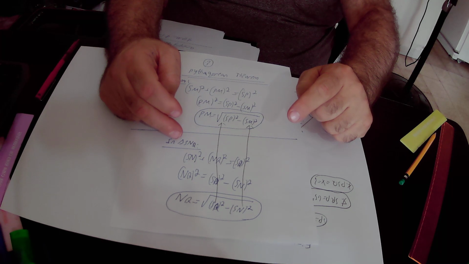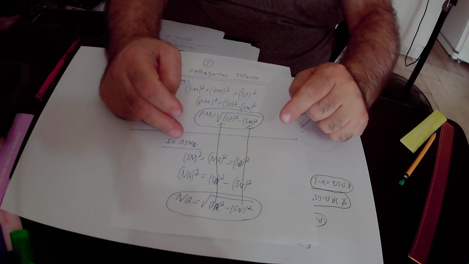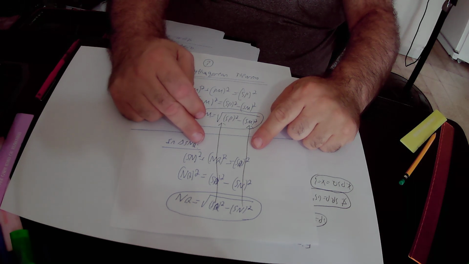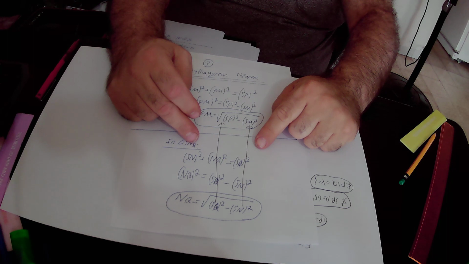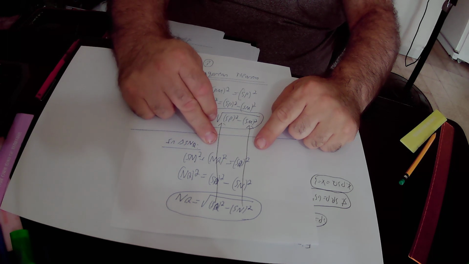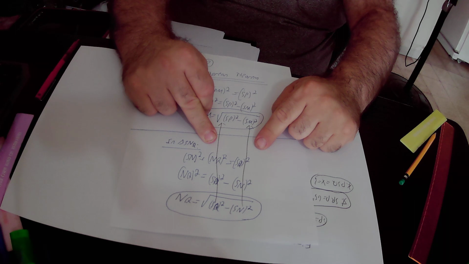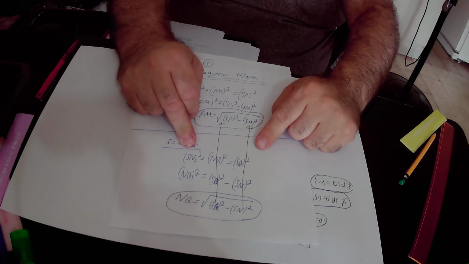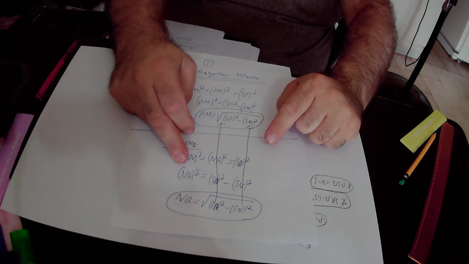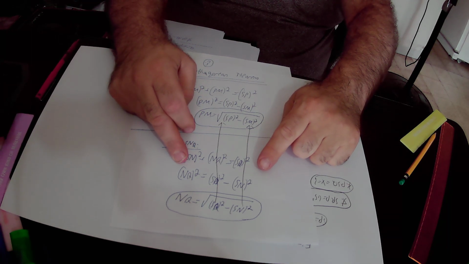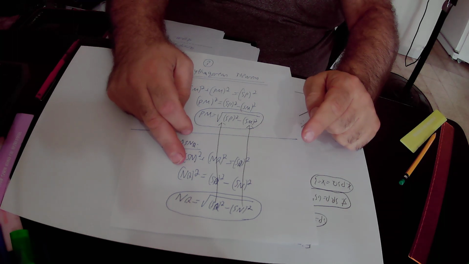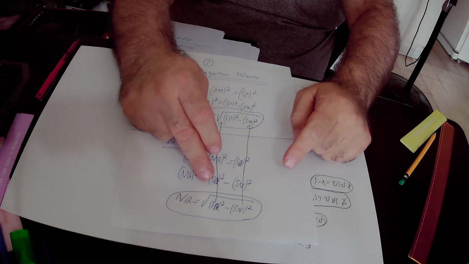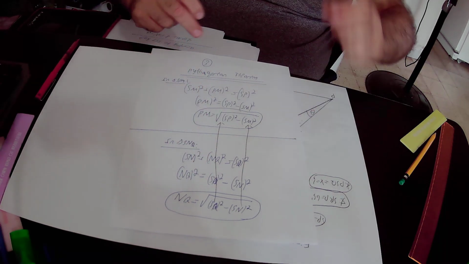Then we subtracted NS square from this equality, and we got that NQ square equals SQ square minus SN square. Here we took a root out of this equality, and we got that NQ equals the root of SQ square minus SN square.